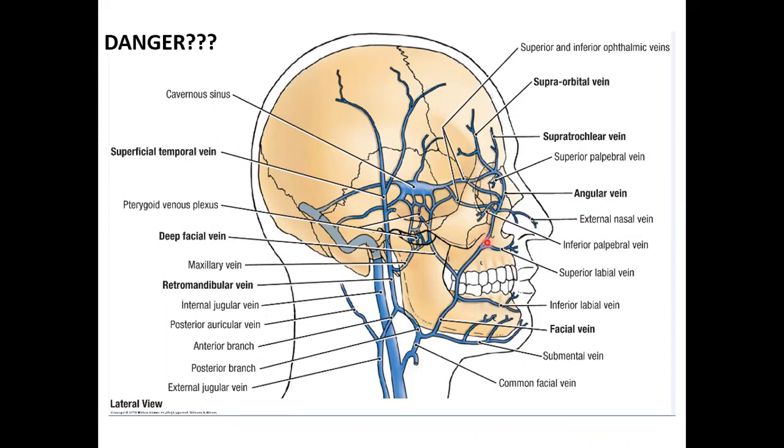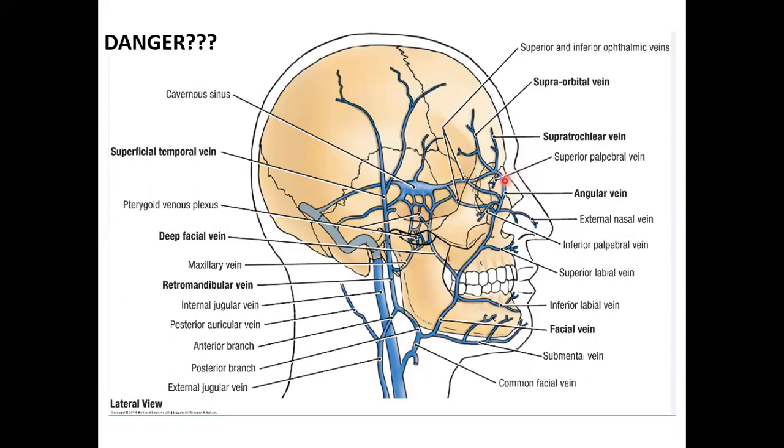You can see here how your deep facial vein can lead into your pterygoid plexus, which leads into your cavernous sinus. You can see here how your angular vein on the side of your nose can lead back to your superior ophthalmic vein, which then leads to your cavernous sinus. So pretty much all pathways can lead to your cavernous sinus, but especially this area around your nose.